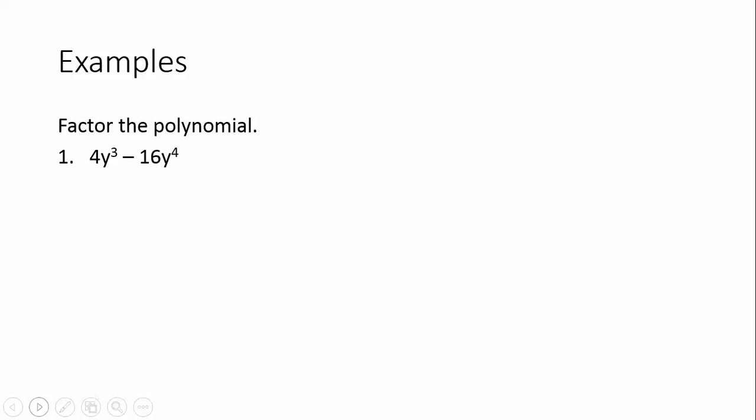So here we have a polynomial, actually a binomial, 4y cubed minus 16y to the fourth. And we want to factor this polynomial. So what we want to do is look across the two terms, and we want to find the greatest common factor. So essentially it is exactly what we were doing in our previous lesson, but now it's just strung together in polynomial form. So we have 4y cubed minus 16y to the fourth.